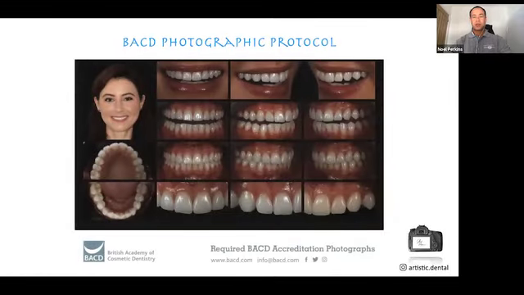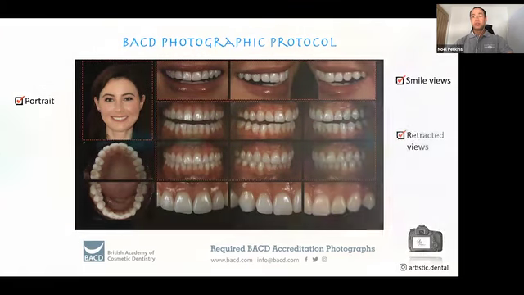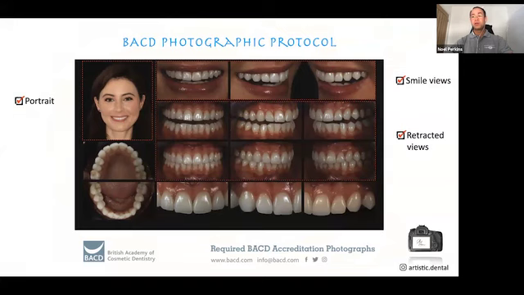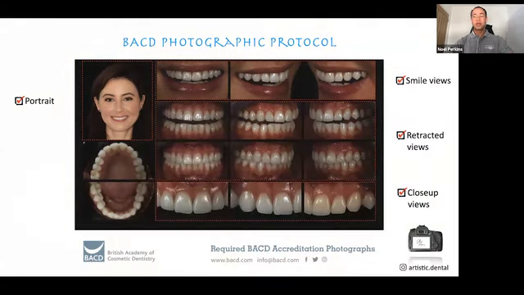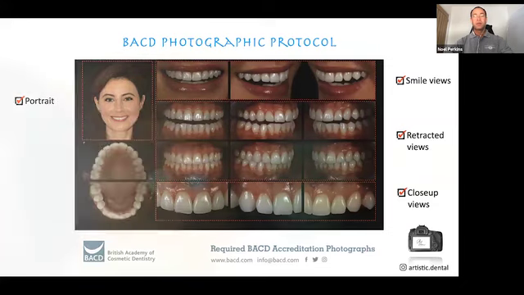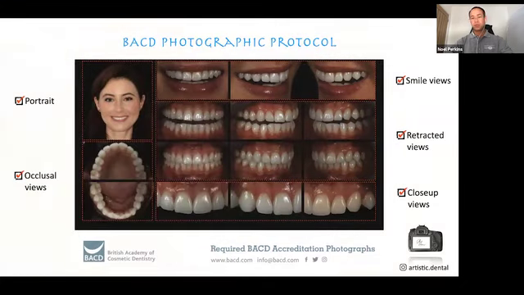Now, if you're starting out in dental photography, I'd recommend you follow the BACD photographic protocol. This will lay down the basics, and then you can extrapolate from there. So we've got portrait photographs, we've got smile views. These ones here are called retracted views, teeth apart, teeth together. You've got close-up views within the aesthetic zone. And then we have occlusal views.